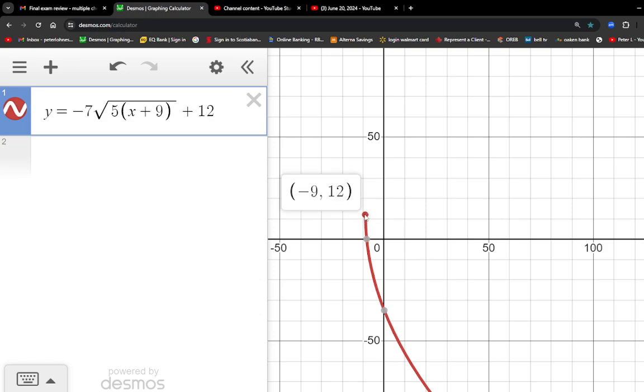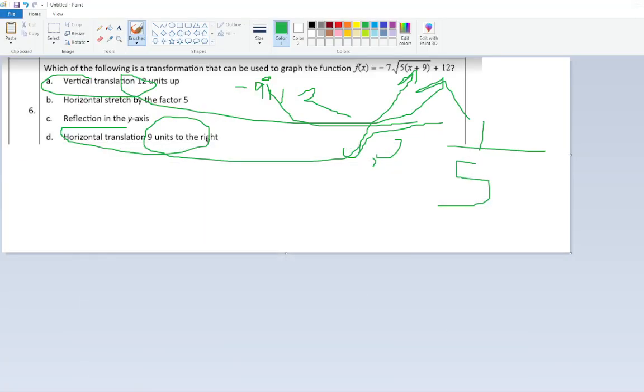The domain is x is bigger than or equal to minus 9. And the range is y is smaller or equal to 12. Actually, with the reflection it should be y is smaller or equal to 12 going down. And that's because of the reflection in the x-axis.